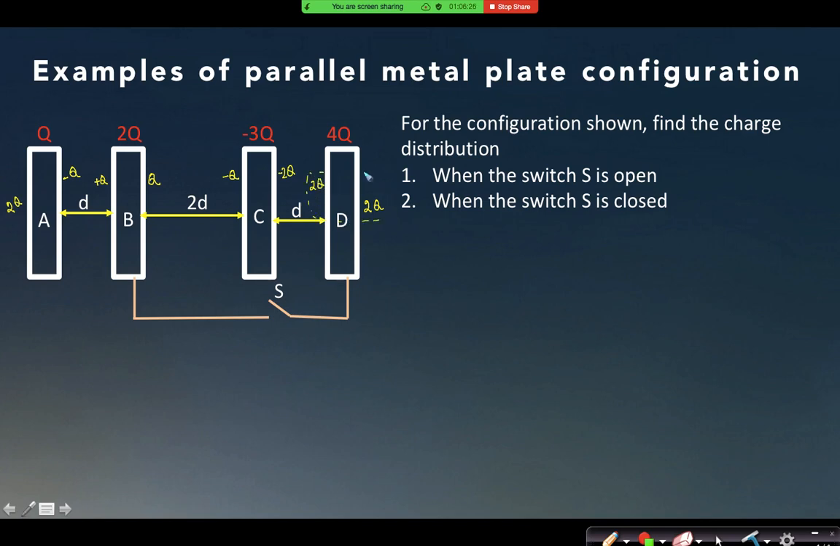Lastly, you have to check whether the total charge of this plate is the same or not. Plus 2Q, plus 2Q, plus 4Q. Yes, sir. So that is a very simple way to find the charge distribution, right? If you take each plate separately and then apply the superposition principle, then it will be very lengthy to solve this question. Otherwise, we can always use this concept.